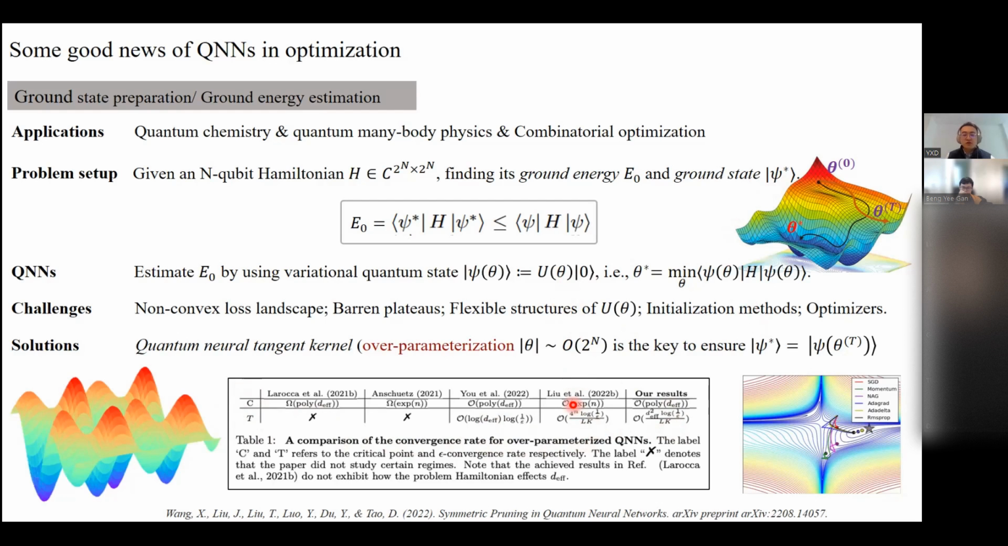Moreover, if we know the structure of the Hamiltonian in advance, we can also use this symmetry property to further reduce the number of parameters theta, maybe to something like 2 to the square root of n. This is a very amazing result about how to use quantum neural networks to solve optimization problems.